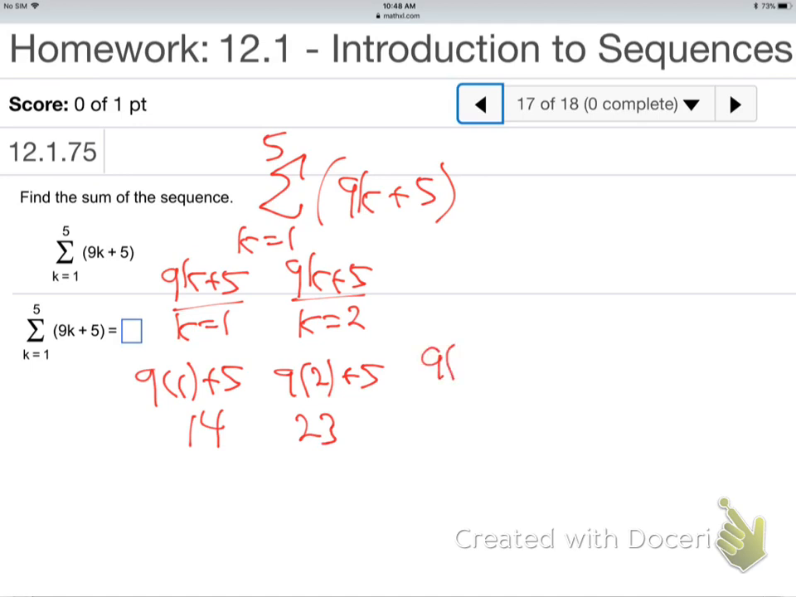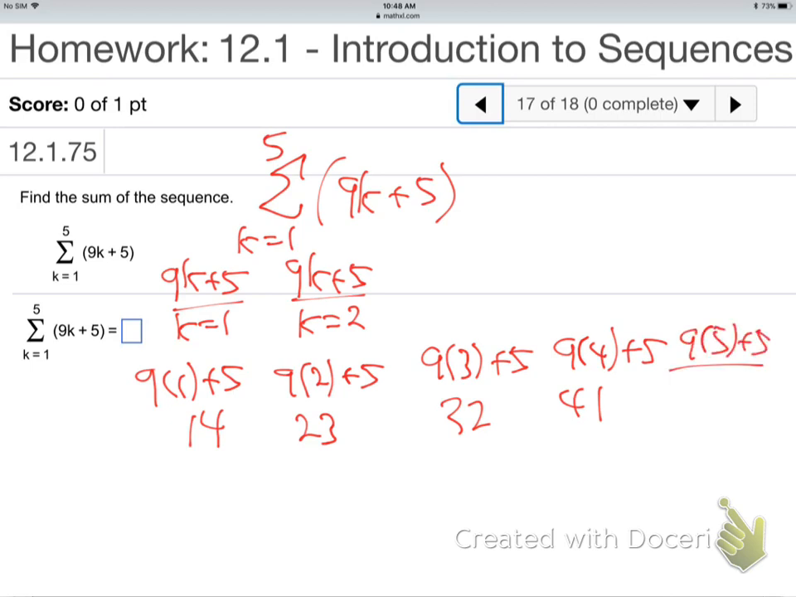And then plug in 3. 27, 32. And then plug in 4. I think it's going to be 41, isn't it? And then plug in 5. 45, 50. And what are you supposed to do with all those? Add them up. Because it's a big Greek S. Stands for sum. Sum them up. So add those up. I don't know what you get. Some big number. Does that make sense how I'm doing that? Plug in 1, 2, 3, 4, 5 to the formula. Add them up. All right.